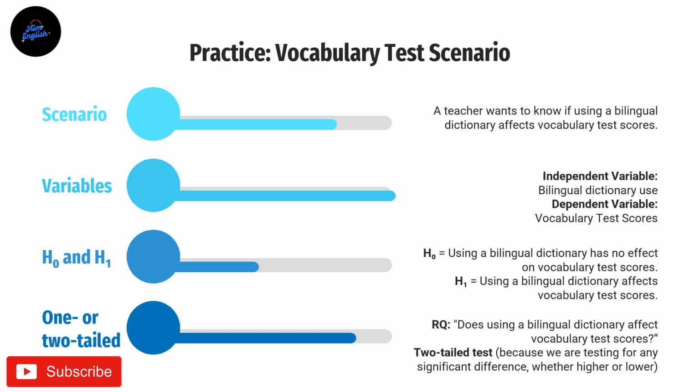Yes, perfect. Since there is no intention to show a rising or falling direction, we understand that this research is a two-tailed test, because we are testing for any significant difference, whether it is higher or lower.